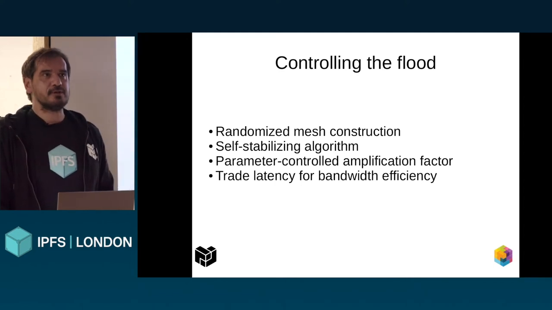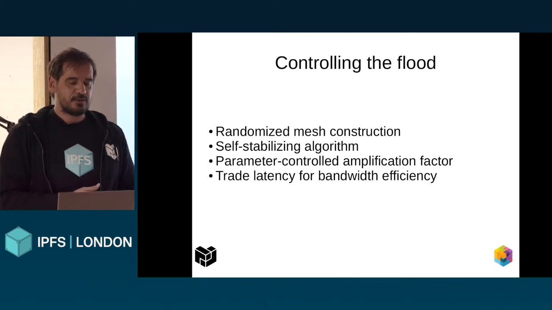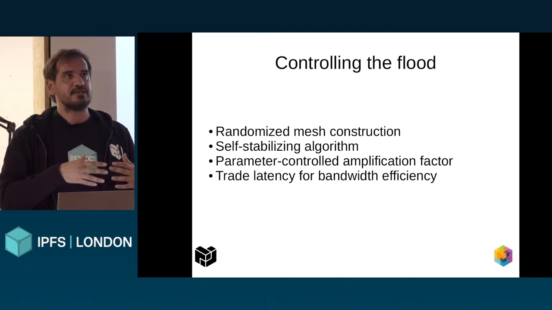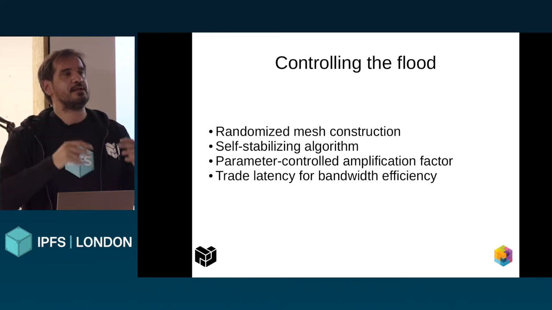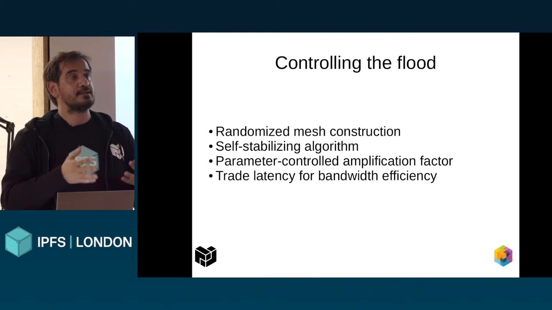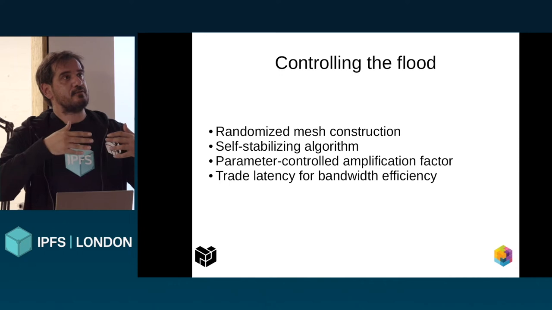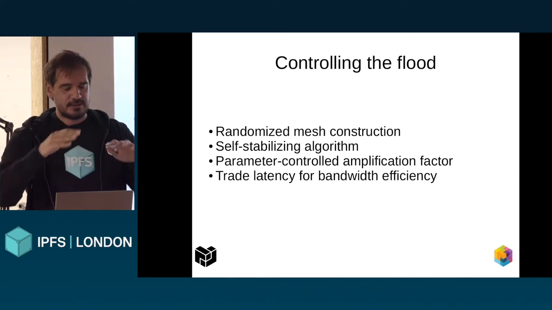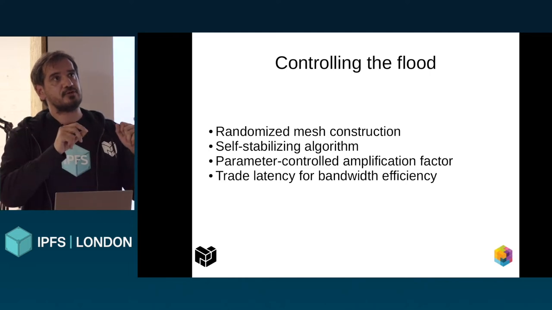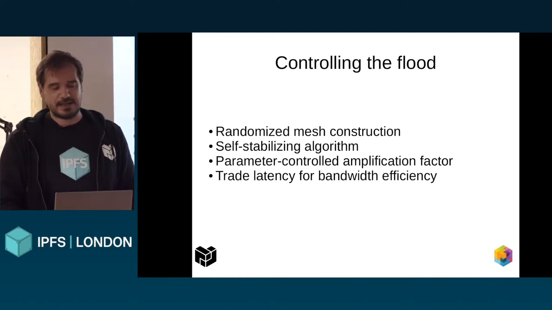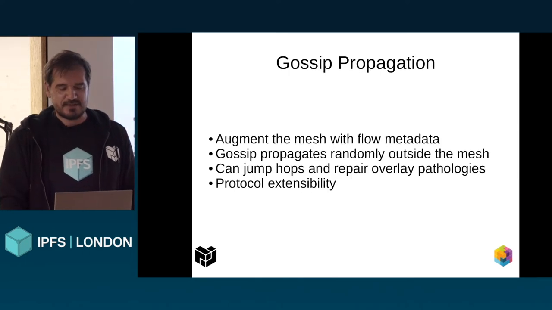Okay, so how are we going to control the flood and build a protocol that actually scales without breaking down the network? Gossipsub basically has a randomized mesh construction. We start with our underlay, which is all the connections that we have, and construct an overlay mesh, by first selecting a random number of peers with a couple of parameters, and then self-stabilizing this overlay within some relaxation parameters. Effectively, we have a parameter controlling the amplification factor, which in the actual implementation is about 6. And we trade latency for bandwidth efficiency.